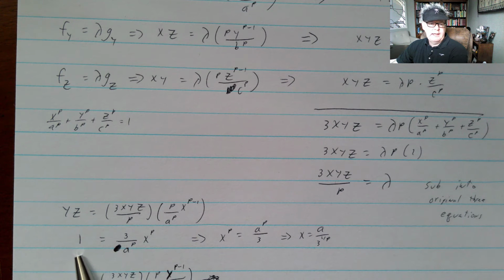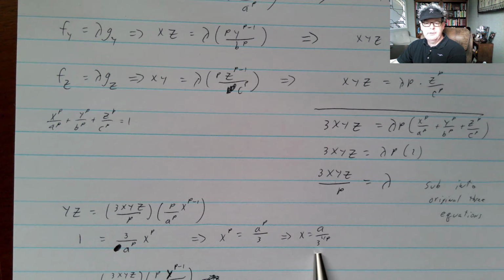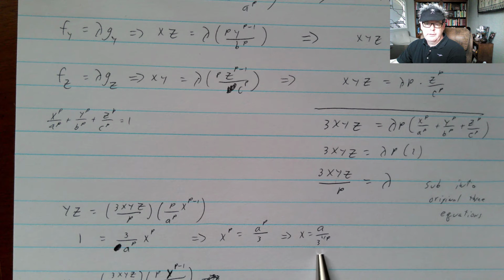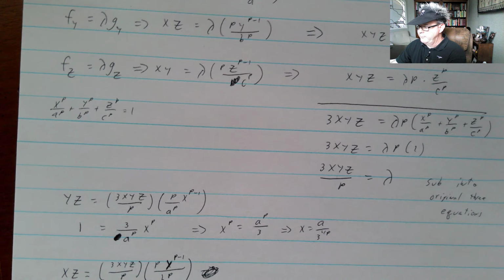So on the left I have 1. If I divide out yz, I now have x times x to the p minus 1. That'll give me x to the p. And then the p's cancel, so I have 3 over a to the p. And if you multiply by a to the p over 3, it's going to solve for x to the p. And then take the pth root, you get a over 3 to the 1 over p. And the same is going to happen for the other variables.